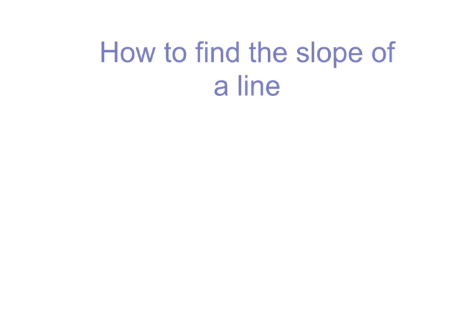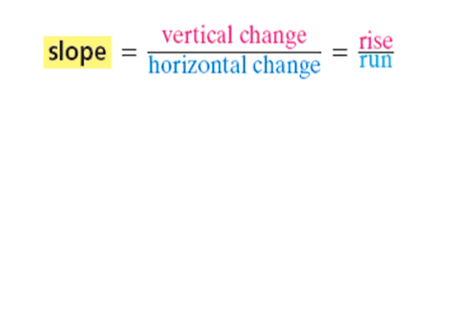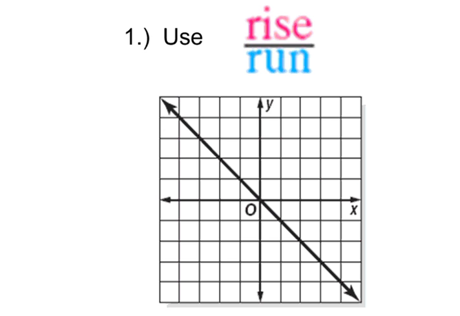In this video, we're going to learn how to find the slope of a line. We're going to use two methods. We're going to figure it from the graph, from a linear function graph, and then we're going to look at it given 2 points. To get started, we first have to know the definition for slope. Slope is the vertical change over the horizontal change, oftentimes referred to as rise over run. We're going to use the rise over run method first.